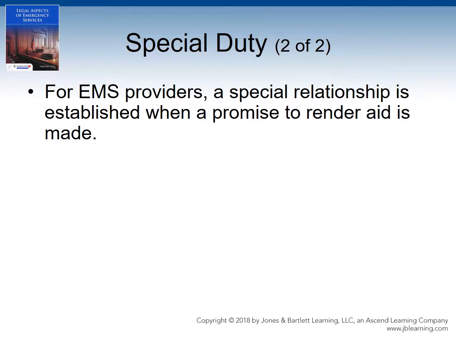For EMS providers, a special relationship is typically created when a promise to render aid is made. There have been cases where someone called 911, the dispatcher told him or her that help was on the way, and the person waited for an ambulance that never showed up or showed up very late to his or her detriment. In those cases, a special duty was created that negated the public duty doctrine. The negligence lawsuit did not fail due to a lack of a duty to act.